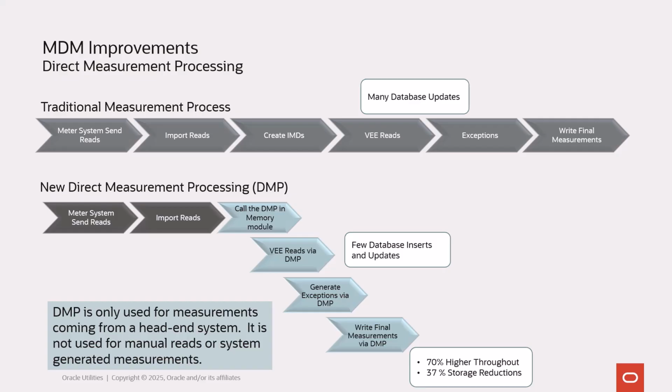DMP is only used for measurements coming from a head end, so it is not used for manual reads or system-generated measurements. These will use the traditional IMD process, and these are low volume, so this is not an issue. And please note, this will only work on new data. Older IMD data will need to be dropped using ILM partitions and database tools.